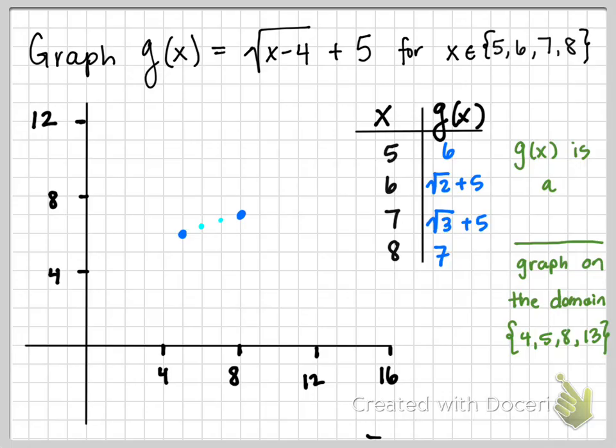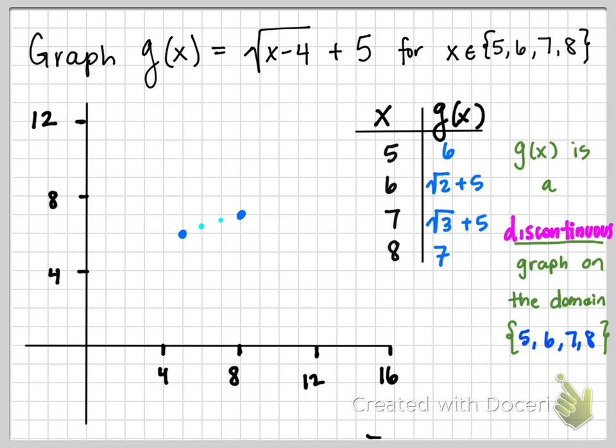Notice I'm not connecting these dots. The reason I'm not connecting these dots is because g of x is a discontinuous graph on a domain of 5, 6, 7, and 8. The only x values that I want you to graph are when x is 5, 6, 7, and 8. I don't want you to graph 5.5. I don't want you to graph 6.7. I want you to graph solely those whole numbers and leave it like that.